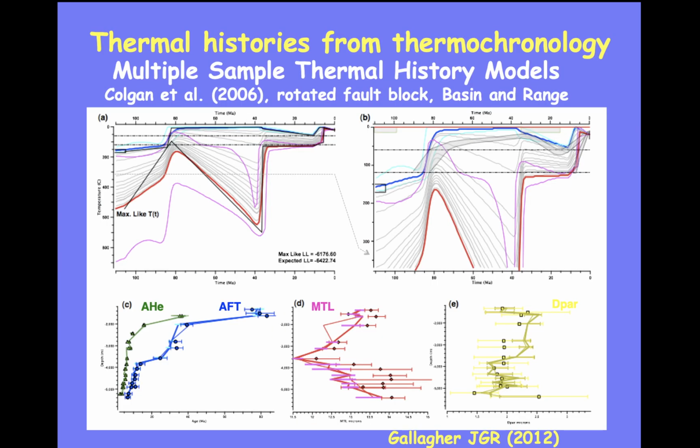If we just quickly look at the results, this is from this paper in JGR in 2012. And you can see we fit the data very well. We come down to the bottom, the apatite helium data and apatite fission track data, we fit pretty well. Mean track lengths, not perfect, but we get the right kind of form. In this case also, we allowed for the kinetic parameter for fission track annealing, this Dpar, to vary a little bit too.